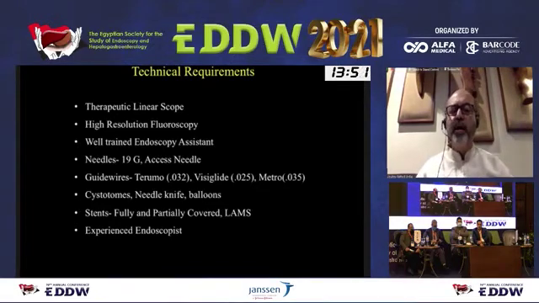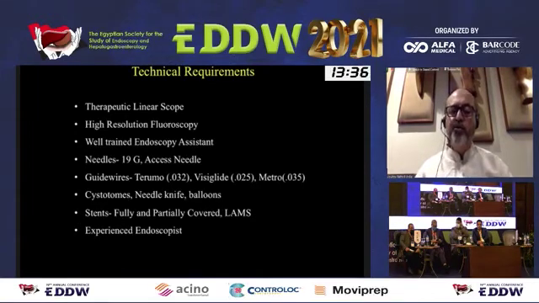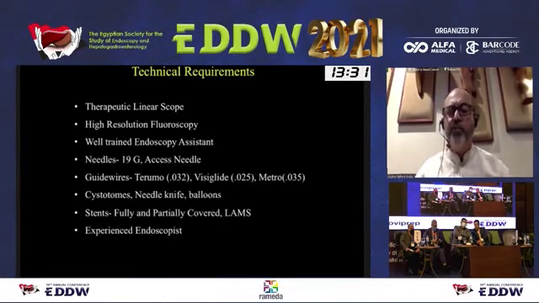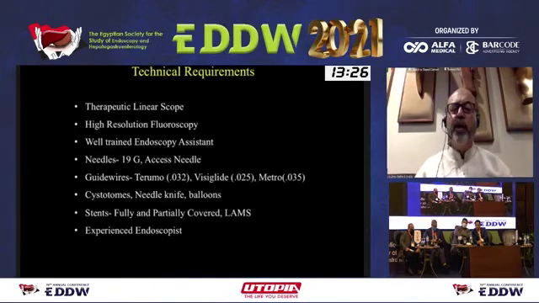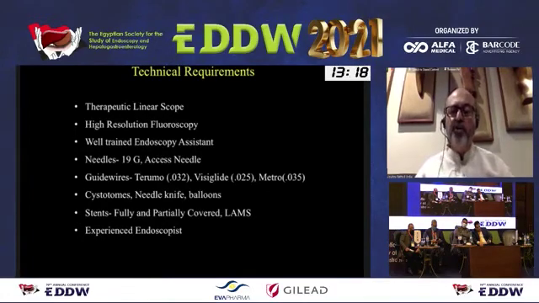You definitely need a linear scope and high resolution fluoroscopy. You don't always need fluoroscopy, but it's a good adjunct when you start your career. The most important part of an interventional or therapeutic endoscopic procedure is a well-trained endoscopy assistant. In EUS or any therapeutic ERCP procedure, the margin of error is very low. Therefore your assistant has to be extremely experienced and well-trained to help you minimize the time of intervention, so that will take care of the complications.